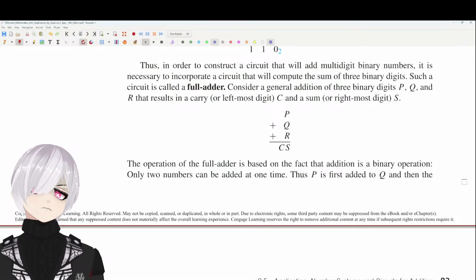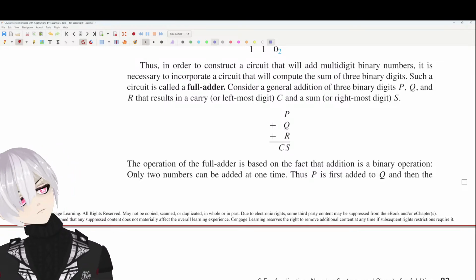Yeah. So the operation of the full adder is based on the fact that addition is a binary operation. Only two numbers can be added at one time. And thus, P is first added to Q, and then the result is added to R. So for instance, consider the following addition, and then it gives an example.